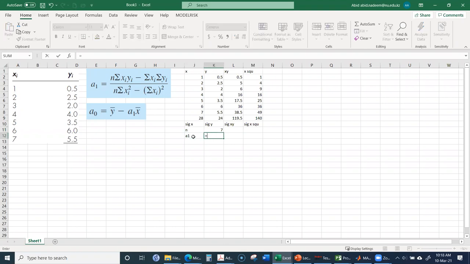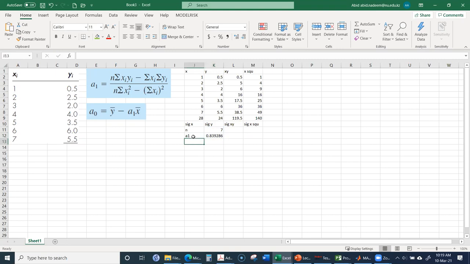A1 by this formula is equal to, let's start from the bracket, n times sigma xy. Okay, so sigma xy is here, and minus sigma x times sigma y, and then bracket close, divided by bracket open, n times sigma x squared, sigma x squared is this, and minus the square of sigma x is here, it's squared, and then bracket close. And then I have input the formula, so this will be the value of a1.